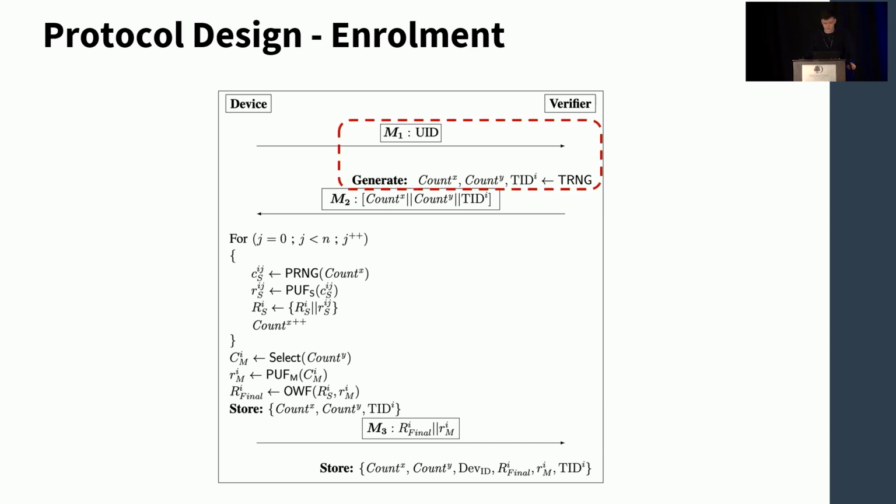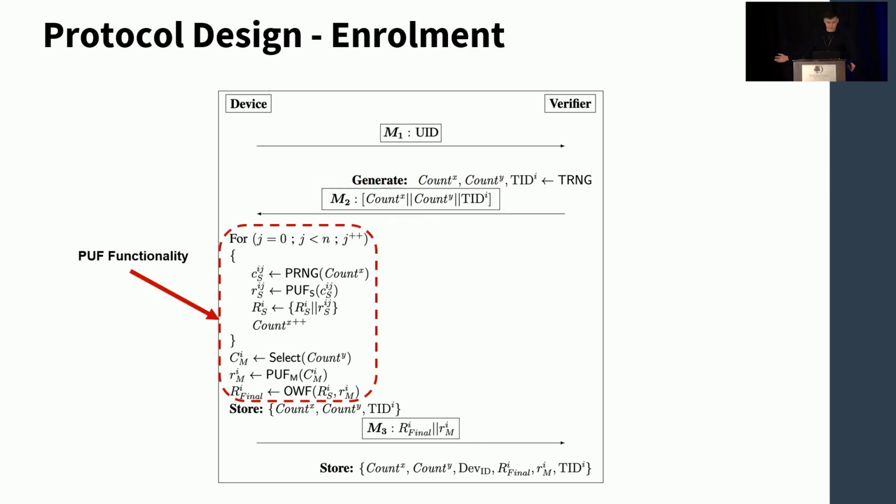The device can send a unique identifier to the verifier, and then the verifier can generate two random counter values and a temporary identifier, and these can be sent to the device. This is how we preserve the privacy. We have a rolling temporary identifier, which is used by the device. The device never uses the same identifier more than once. So anyone eavesdropping on the network reads the TID, but they don't know where this has come from.